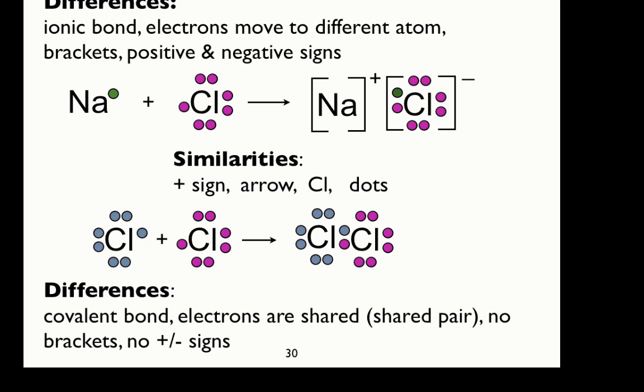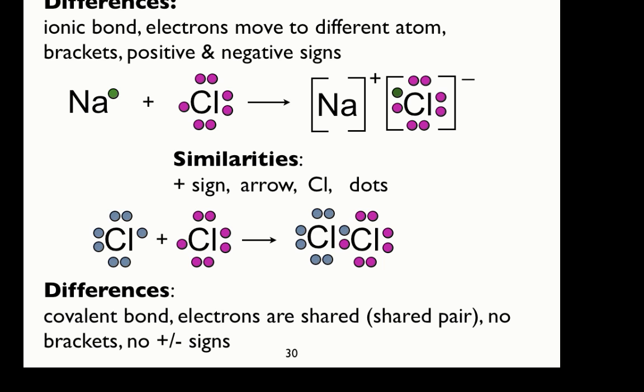All right, now, how are they the same? They both have a plus sign on the left side of the arrow. They both have the arrow. They both have chlorine, although that's not always going to be true. And there are dots representing the electrons. So you are going to have to be drawing some of these, so it's really important that you are aware of the differences as you draw them.